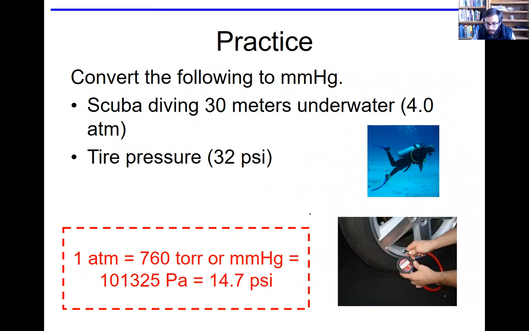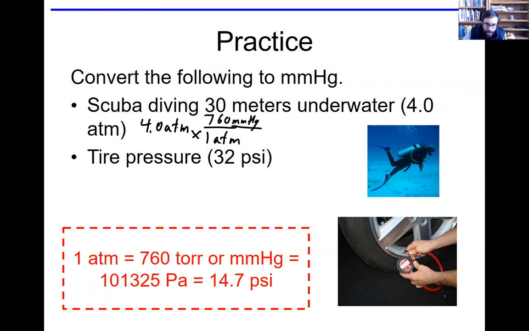And so let's test. Let's first do scuba diving pressure. It's about 4 atmospheres, depends how far down you are, but let's convert that to millimeters of mercury, which is what the problem is asking us to do. So all we do very simply there is we take 4.0 atmospheres, that's a given. This is just a simple dimensional analysis. And then we know that for every 1 atmosphere from our unit conversion here, there's 760 torr, which is the same as millimeters of mercury.